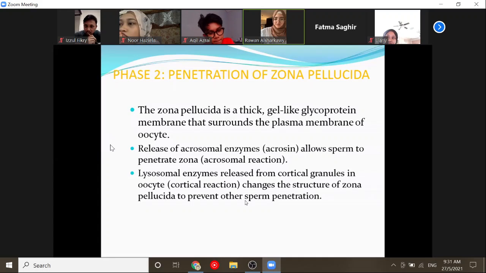Just the sperm penetrate the corona radiata. Yes, corona radiata. Okay, so can you say it again? The first sperm, the very first one, will penetrate the corona radiata. Corona radiata or zona pellucida? Zona pellucida.